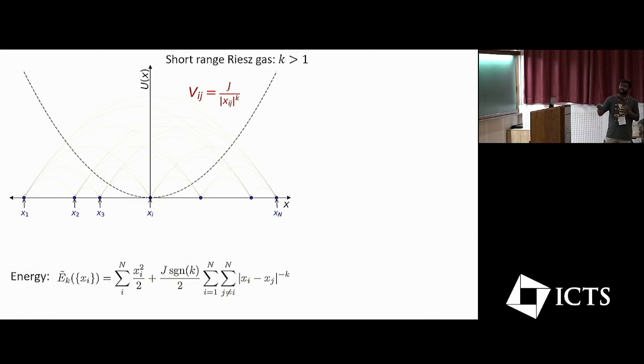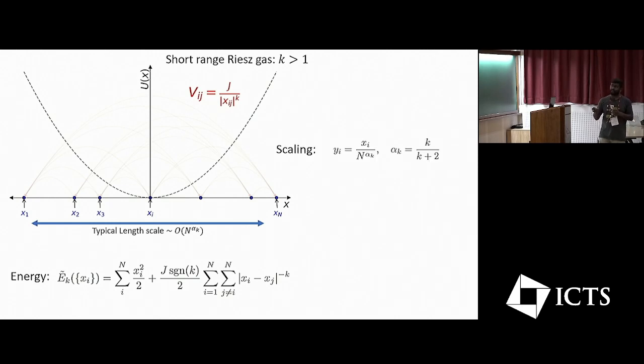So as a result of this competition, what happens is this particle settle down on a typical length scale, which is of the order n to the power alpha k. And because of this length scale, what we find is the system is actually super extensive. The energy is super extensive. Because of this super extensive nature, we could do some computation. And this is going to be very important.